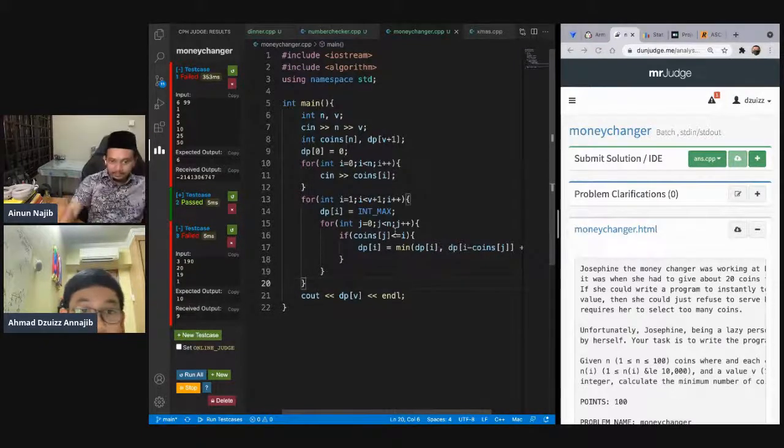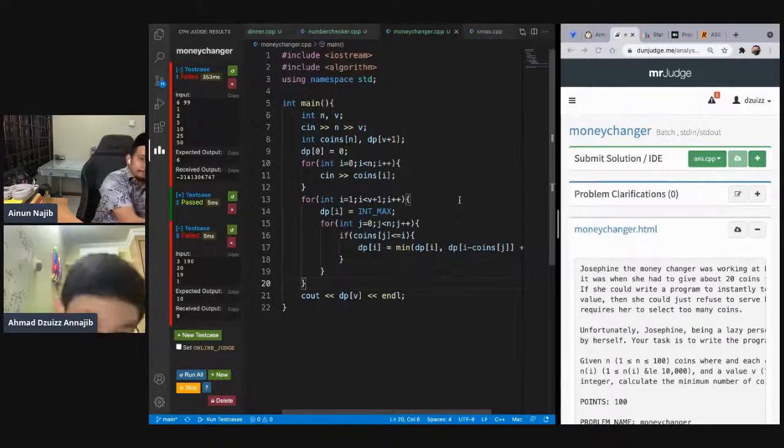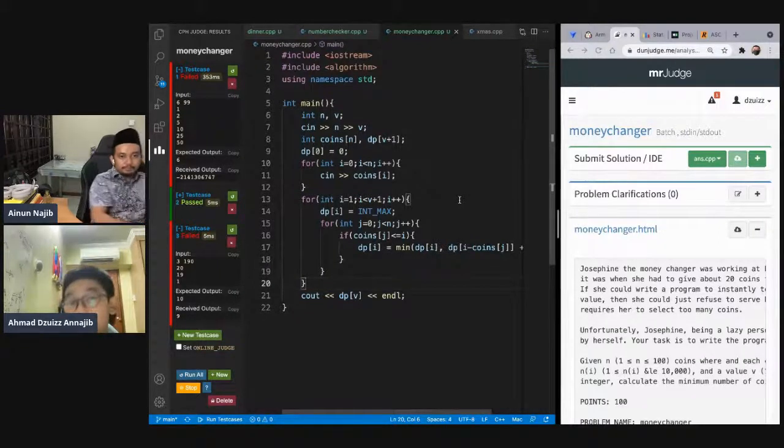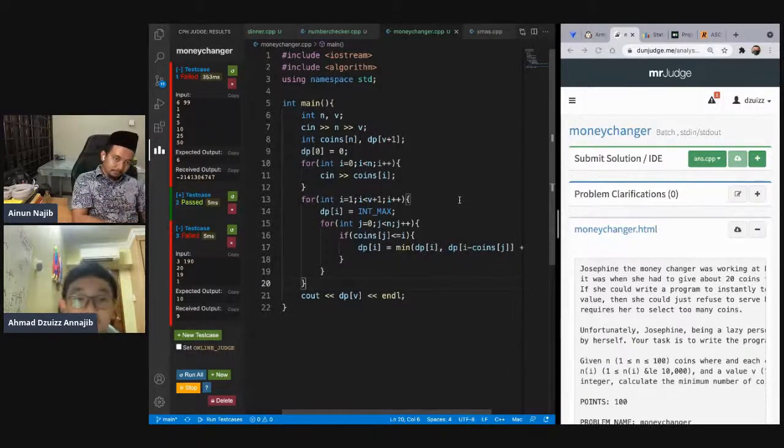Now read again the logic. You need to understand the idea of dynamic programming. While i is smaller than or equal to V, and i starts with 1, then dp[i] is the greatest possible integer. And then we look through the coins, and if the current coin is smaller than or equal to i, the value of money.